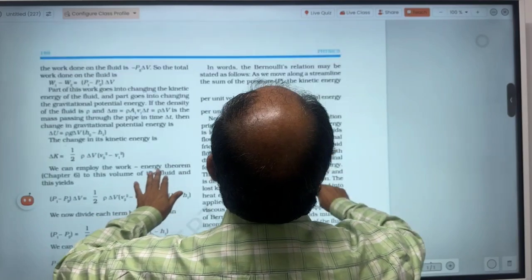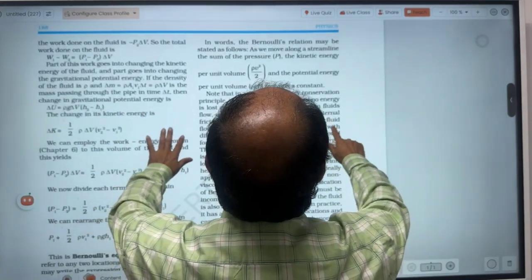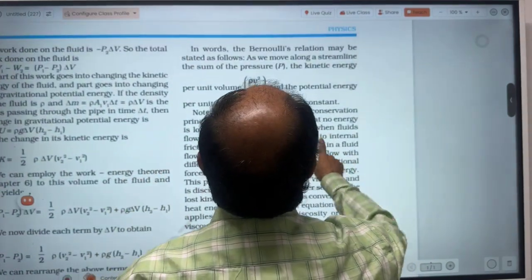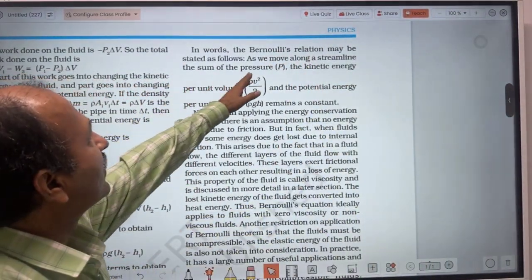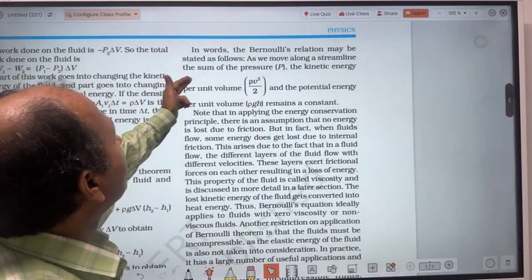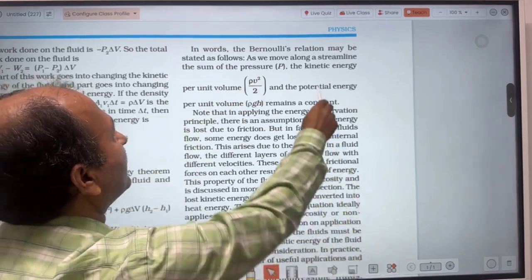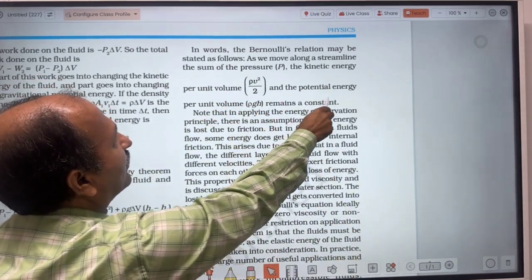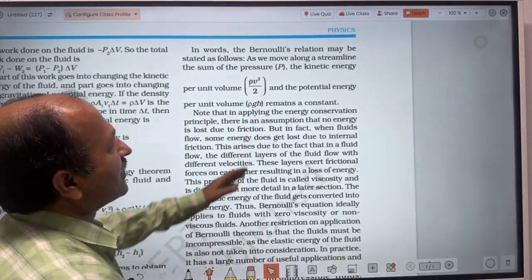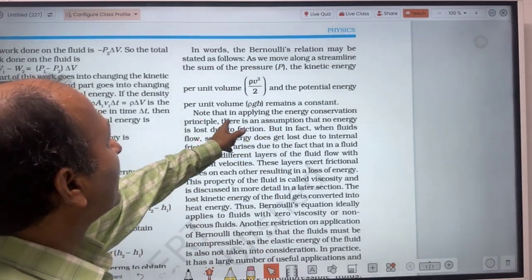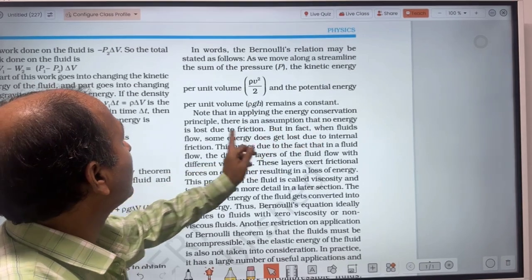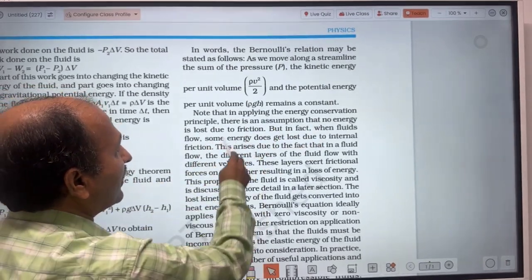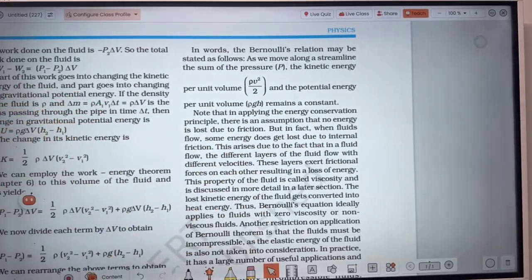Let's read it further. Here some more information is given. In words, Bernoulli's relation may be stated as follows. As we move along a streamline, the sum of the pressure, the kinetic energy per unit volume, and the potential energy per unit volume rho G H remains constant. Note that in applying the energy conservation principle, there is an assumption that no energy is lost due to friction. Keep in mind, if there were friction, this theorem would definitely not hold.